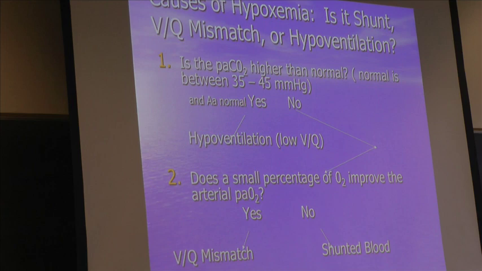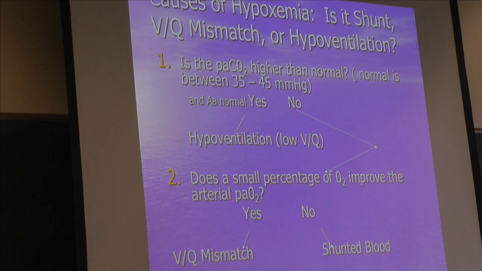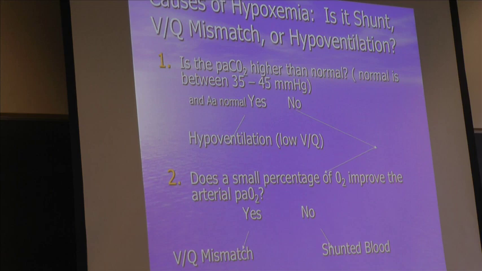A small percentage of O2, maybe like a nasal cannula up to a non-rebreather mask. Does that improve arterial PaO2? You put this on the patient, and did the saturation come up into a normal range? If it did, then you say, ah, the patient has VQ mismatch. There's something going on in the lungs, but it's not so bad that all the blood is being shunted past the lungs without picking up oxygen. Some of those alveoli are participating in gas exchange, so we would say it's VQ mismatch. If the O2 goes up, VQ mismatch.